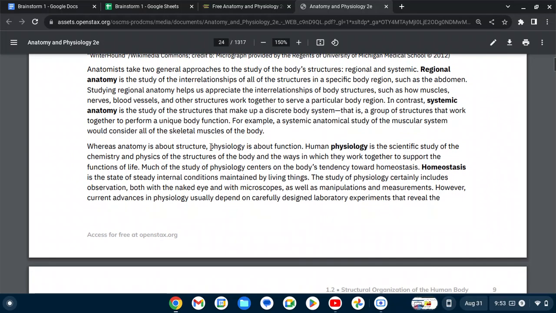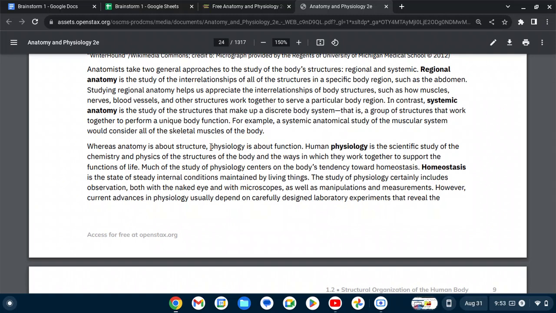Anatomists take two general approaches to the study of the body structures: regional and systemic. Regional anatomy is the study of the interrelationships of all the structures in a specific body region, such as the abdomen. Studying regional anatomy helps us appreciate the interrelationships of body structures, such as how muscles, nerves, blood vessels, and other structures work together to serve a particular body region.